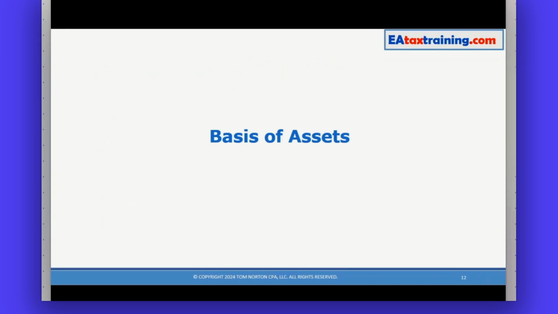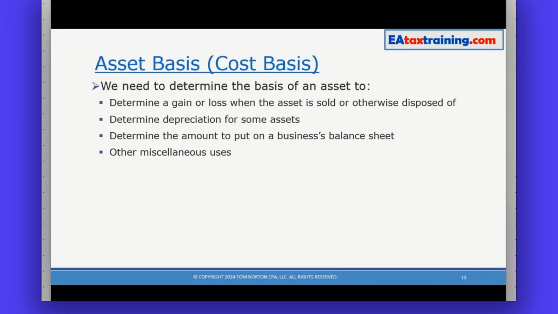So now we're going to move on to another very important concept, which is the basis of assets. Asset basis is sometimes called the cost basis. And we need this to determine several things. First, to determine if there's a gain or a loss when that asset is sold or otherwise disposed of. Secondly, to determine depreciation if there is depreciation expense allowed for that asset.